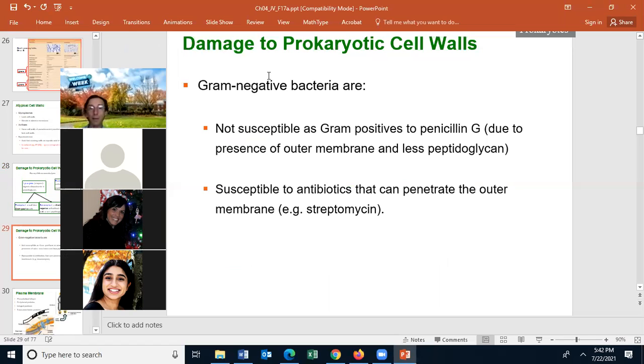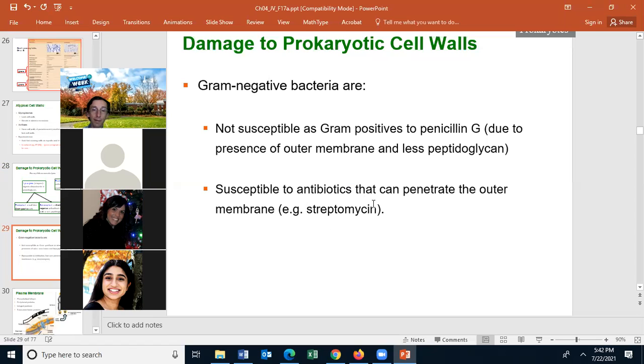I have mentioned a little bit that the gram-negative bacteria are not as susceptible as the gram-positives to various things like penicillin G and certain detergents, because they cannot get through the outer membrane of the gram-negative cell. That doesn't mean that the gram-negative cells are not sensitive to antibiotics. They just are sensitive to other antibiotics, like an antibiotic that can penetrate the outer membrane.